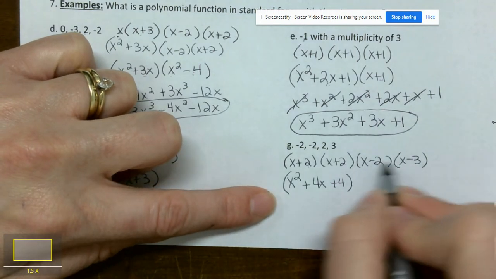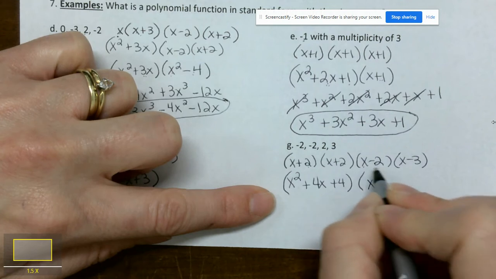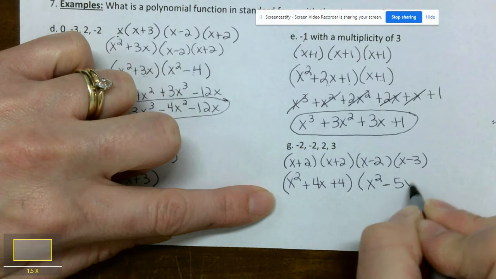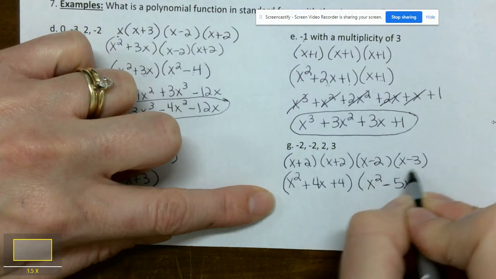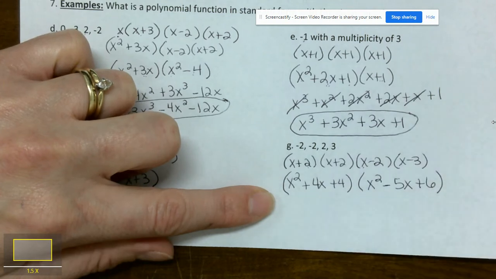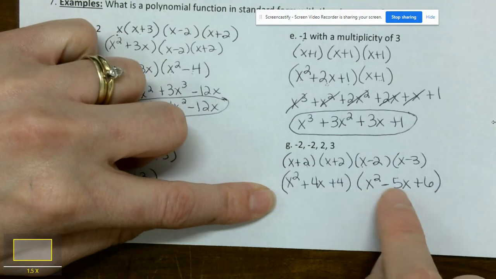Okay, and then I'm going to multiply these two over here. X times x is x squared. Then we have minus 3x minus 2x, which is going to be a negative 5x. And then minus 2 times negative 3 is going to be a positive 6. Okay, now I've got to multiply each of these by each of these.